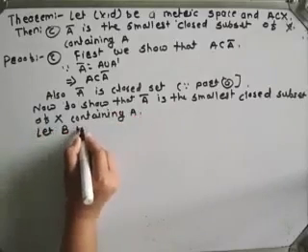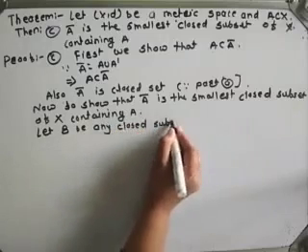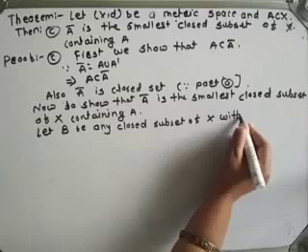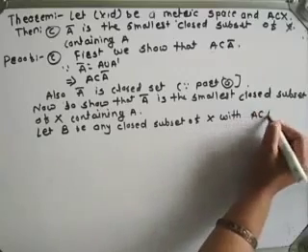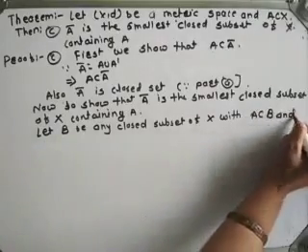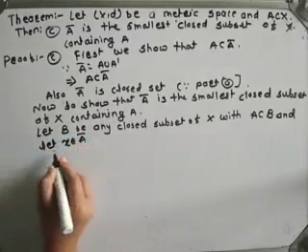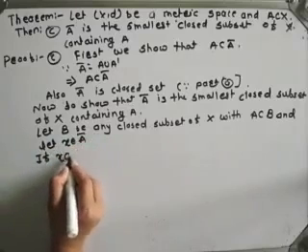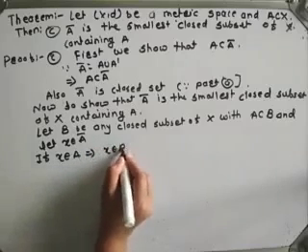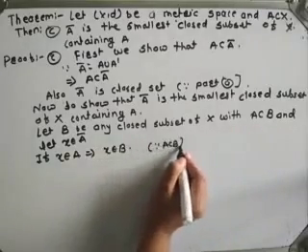Let B be any closed subset of X with A a subset of B, and let x belong to A closure. If x belongs to A, that implies x belongs to B, since here we have taken A is a subset of B.